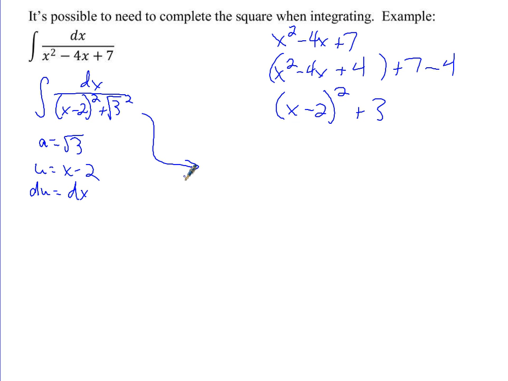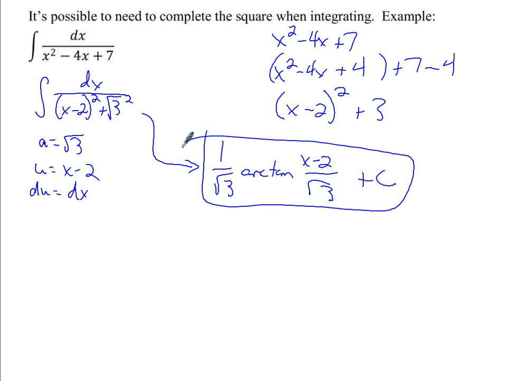All right. So what do we have then? We're going to go du over this stuff, so basically 1 over a. It's just 1 over the square root of 3, arctangent of u over a, so u is x minus 2 over the square root of 3. Is that it? That's it. You're done. Yes, you could rationalize this, but you don't need to. That's it.